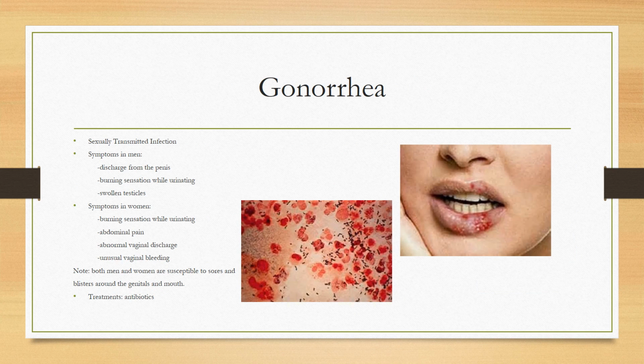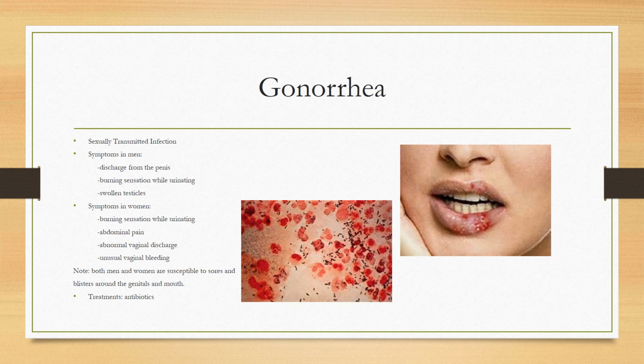Gonorrhea is a sexually transmitted infection, an STI. In other words, symptoms in men vary from those in women. Discharge from the penis, burning sensations while urinating, and swollen testicles. In women, there is a burning sensation while urinating as well. Abdominal pains and abnormal vaginal discharge, unusual vaginal bleeding. Note, both men and women are susceptible to sores and blisters around the genitals and the mouth, as seen in the example photo to the right.